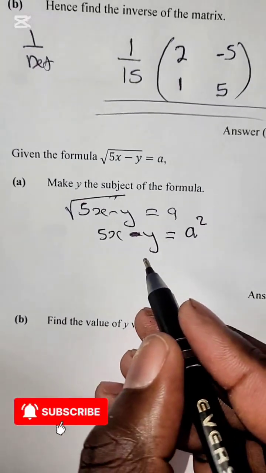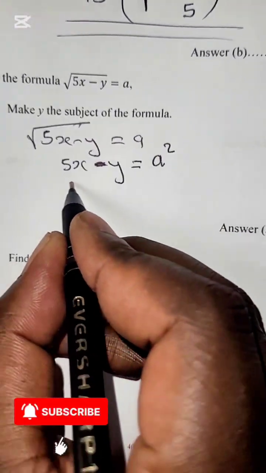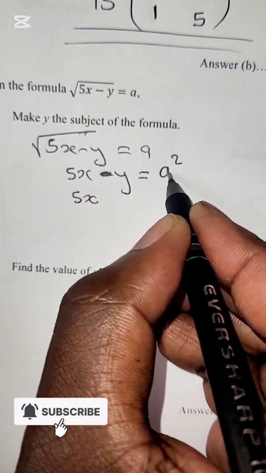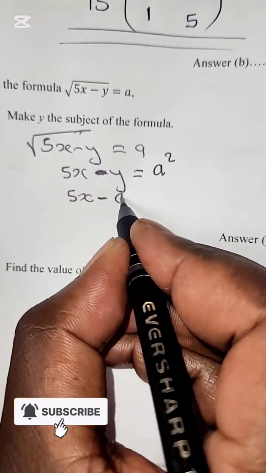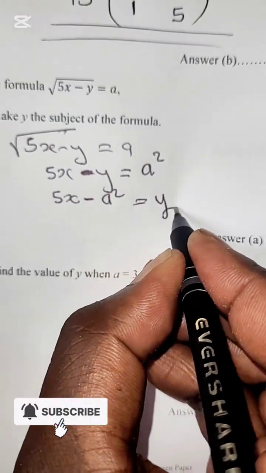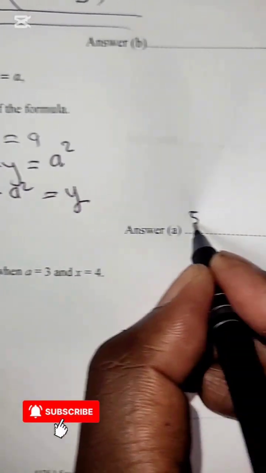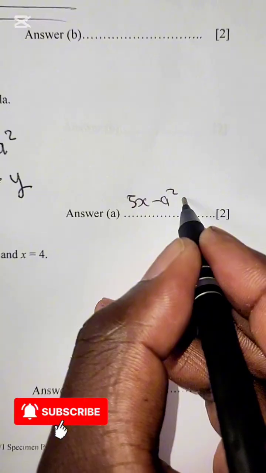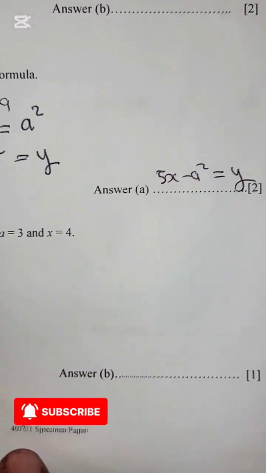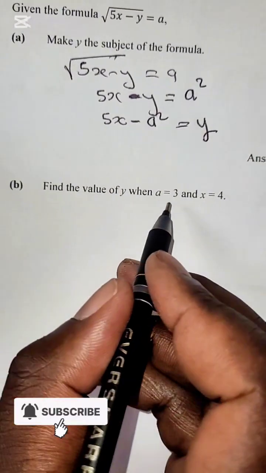Let's make y the subject of the formula. So we're going to say 5x. So a squared to this side will be negative a squared is equals to positive y. So the answer is 5x minus a squared is equals to y. Find the value of y when a is equals to 3.